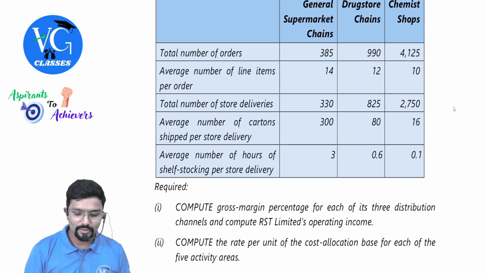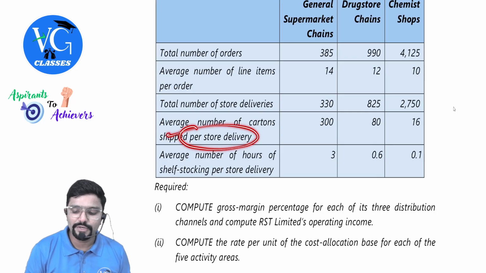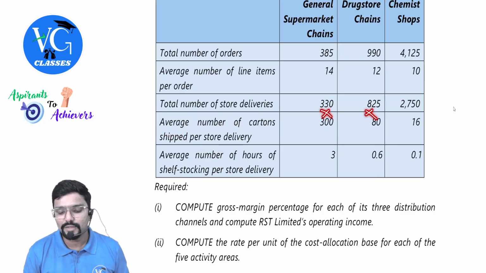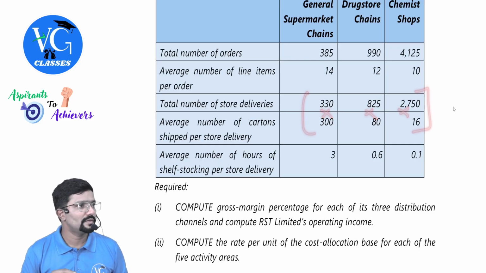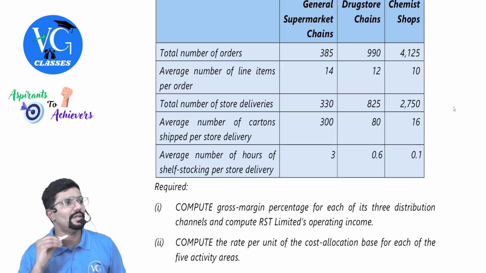Listen here. Total number of store deliveries are given. Average number of cartons shipped per store delivery. So to get the total number of cartons, what should I do? Multiply these two. Then to get the cost, what should I do? Whatever I have multiplied, I should multiply with rupees 1.